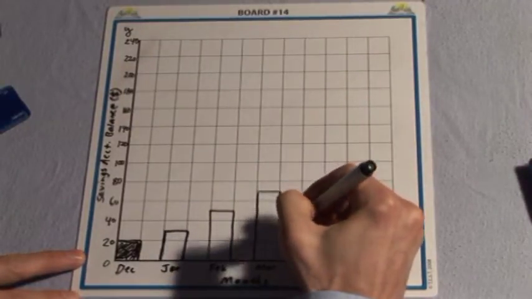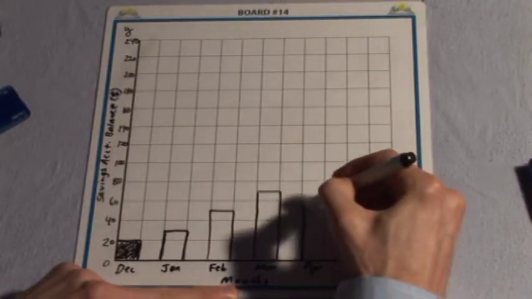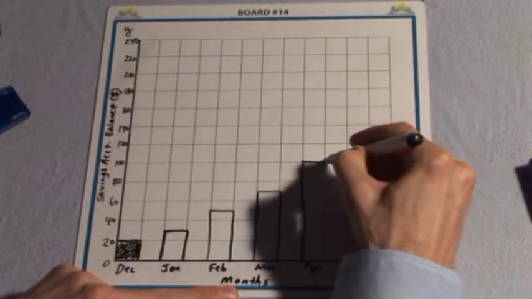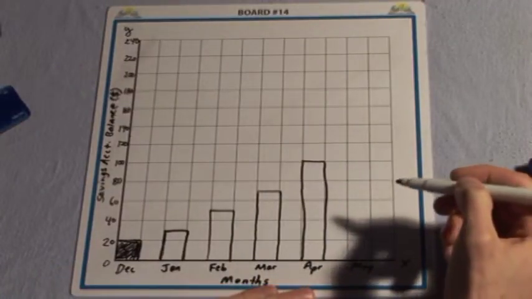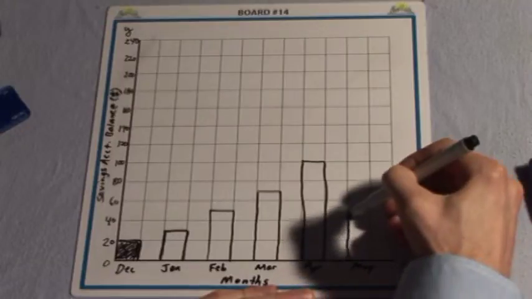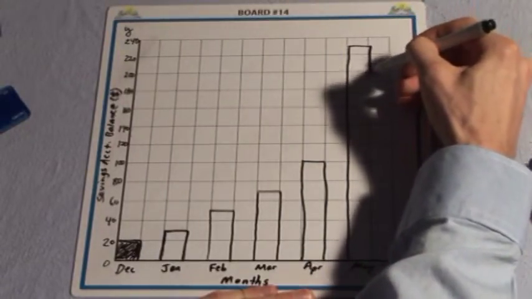Halfway between $60 and $80. In April, his balance moves to $100. And finally, in May, he gets a big boost to his savings account balance, and it takes him all the way up to $230.